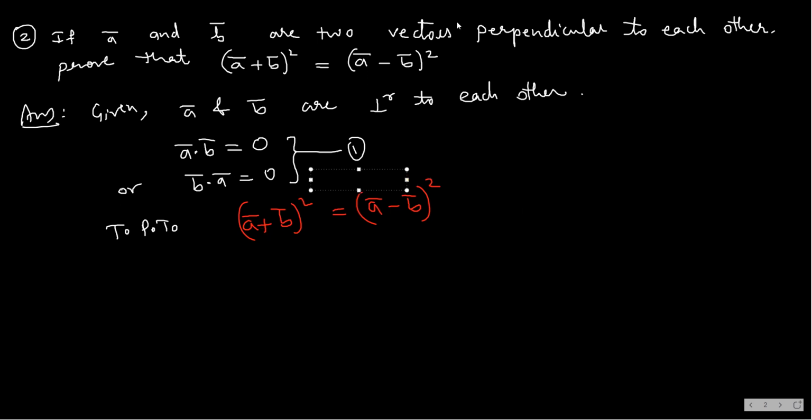So see here, to prove that a bar plus b bar square is equal to a bar minus b bar square, we know that this is to be proved, and this is given. I can start with the left hand side. What is the left hand side? Left hand side is a bar plus b bar square, which is nothing but mod of a bar plus b bar square.